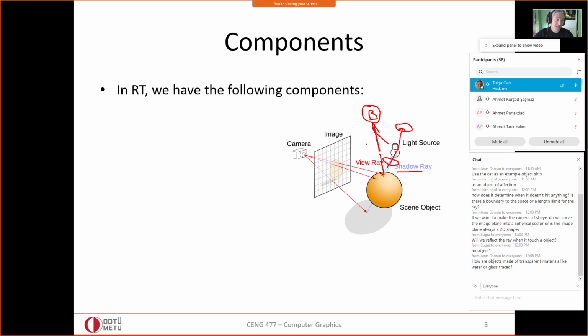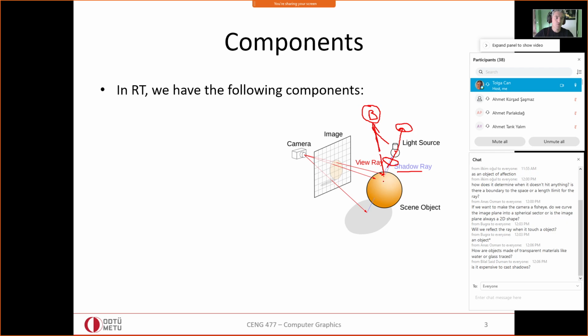Yeah, objects may be made of transparent materials. We will not talk about transparency in this course. If they're transparent, for example, you will have to maybe reflect some part of the ray and maybe refract. Okay, refraction. Let me write this on the chat box.